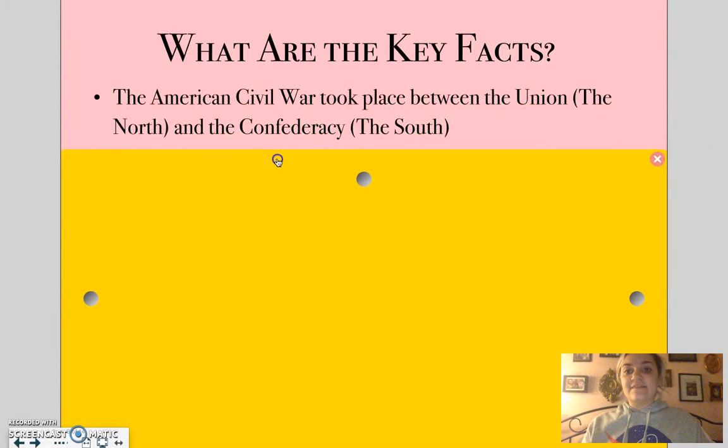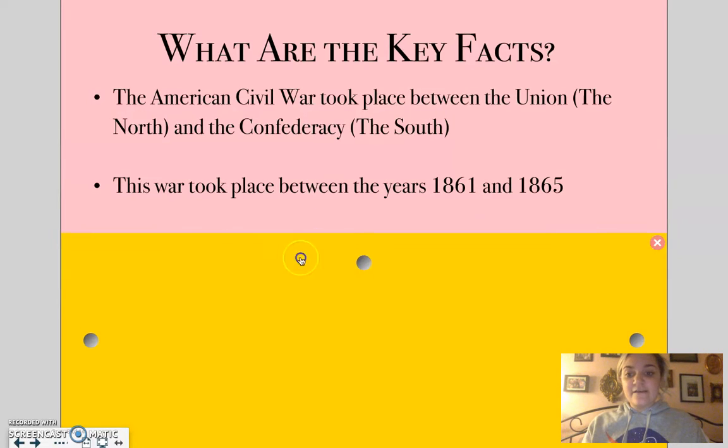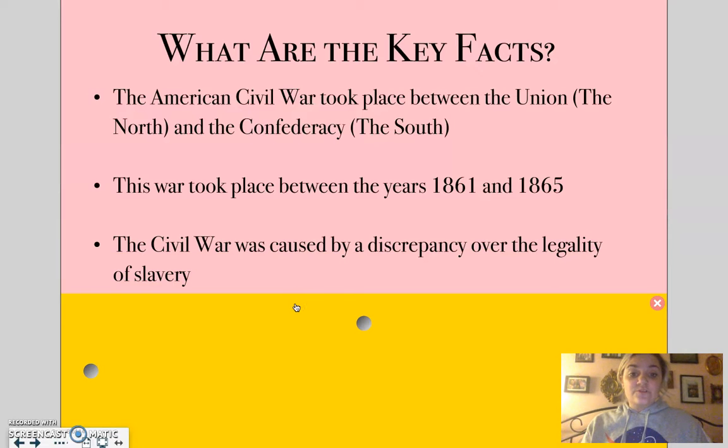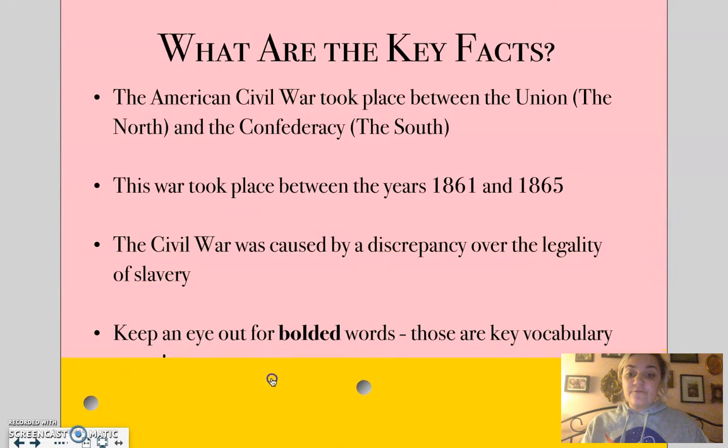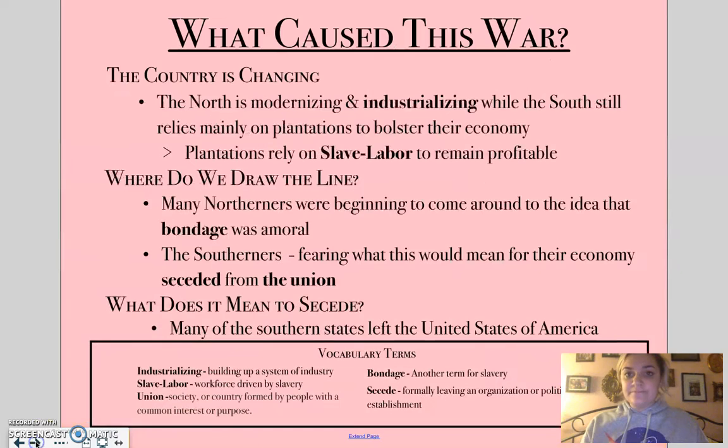So we can see that the Civil War took place between the Union, the North, and the Confederacy, the South. It took place between 1861 and 1865. The Civil War was caused by a discrepancy over the legality of slavery. And here at the bottom, it just says, keep an eye out for bolded words. These are key vocabulary terms. This concept will come back later in my lesson, the key vocabulary terms.